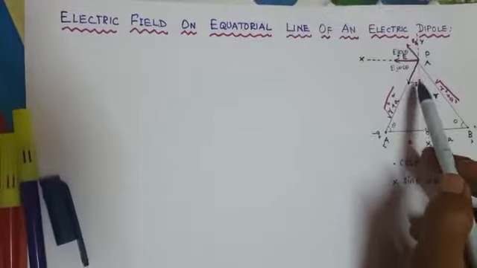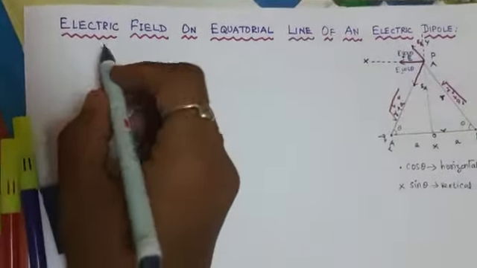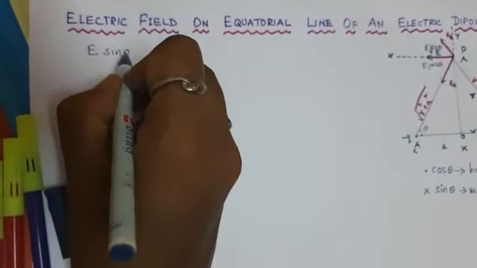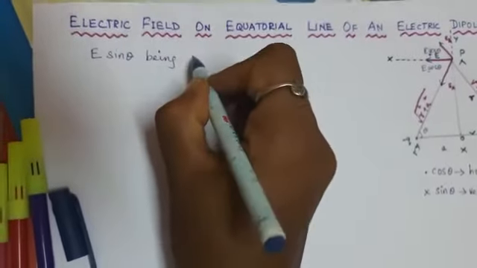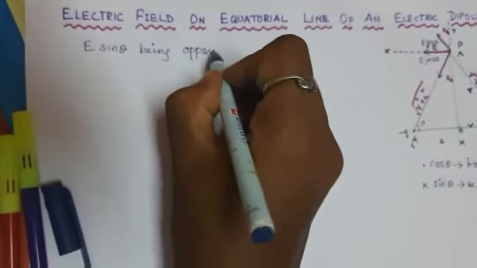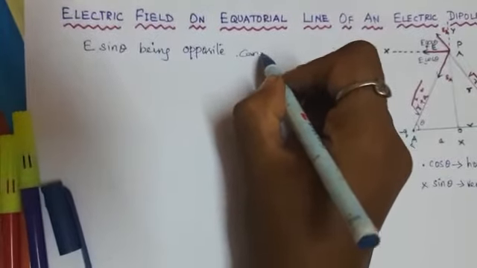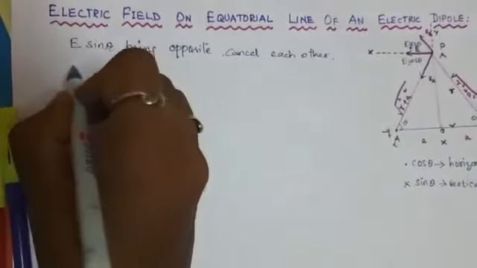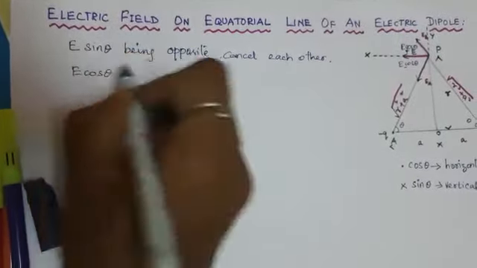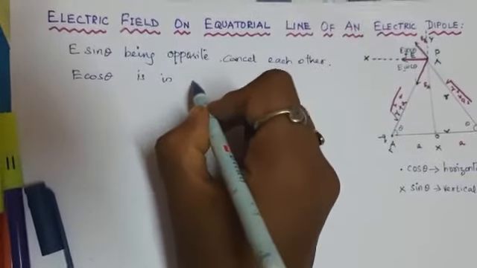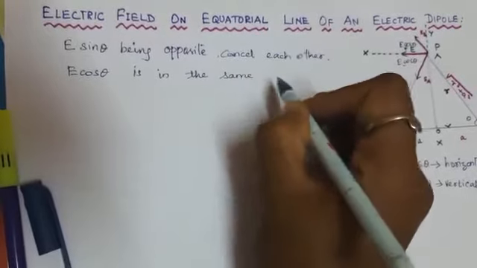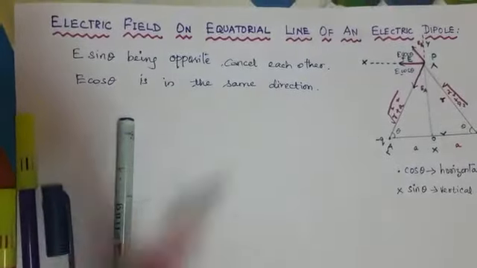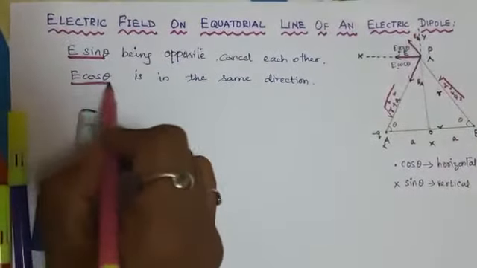If you see the perpendicular components, E sin theta, being opposite, cancel each other. But in the case of E cos theta, it is in the same direction. Don't forget this point, because based on this only we are going to find the resultant: E cos theta, E sin theta.